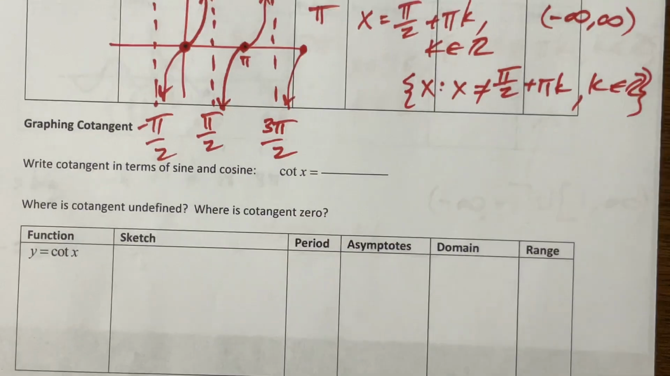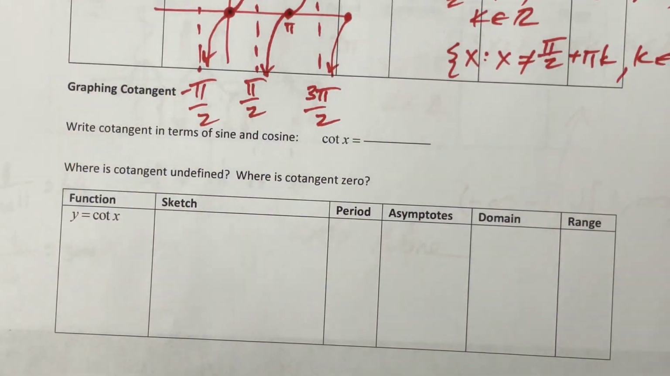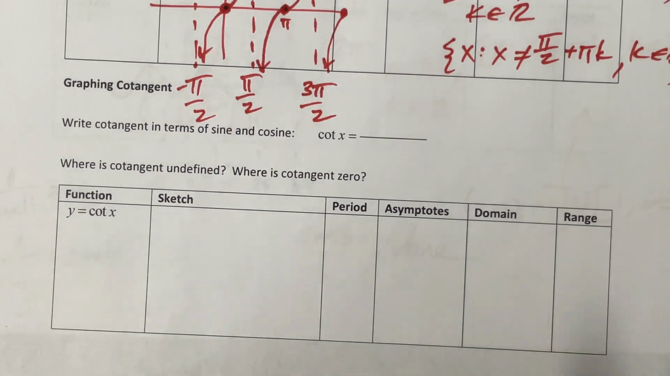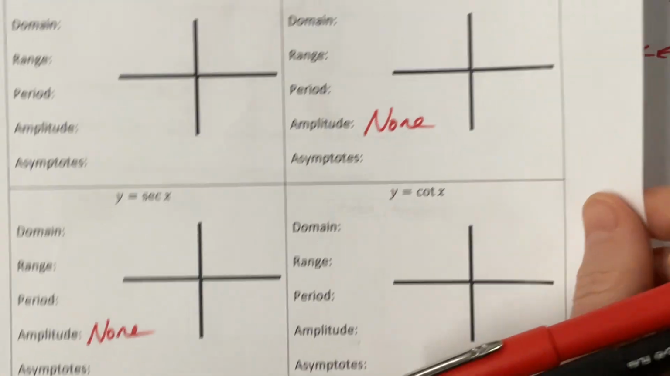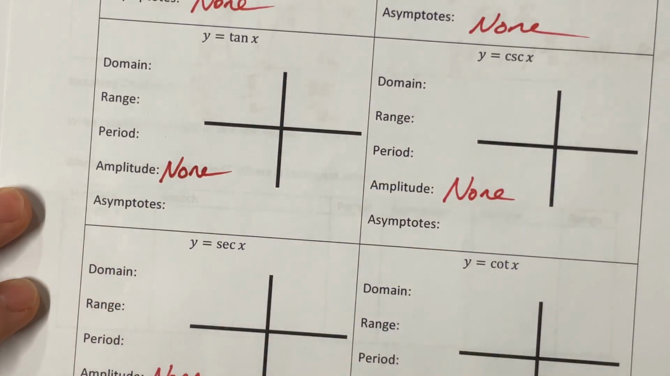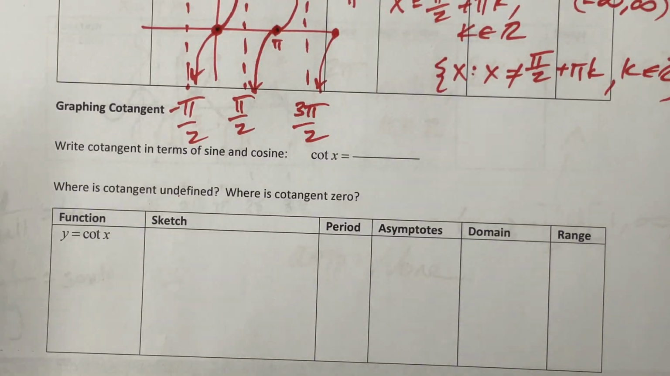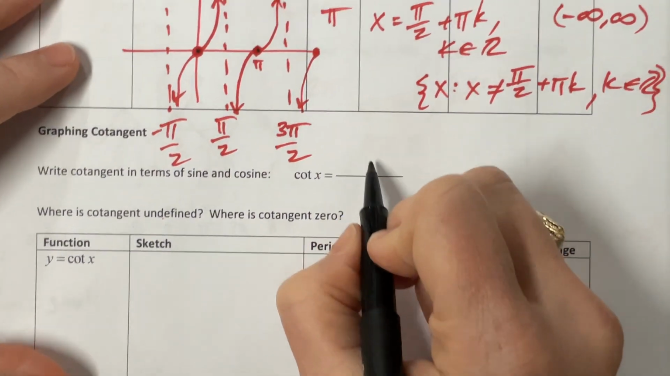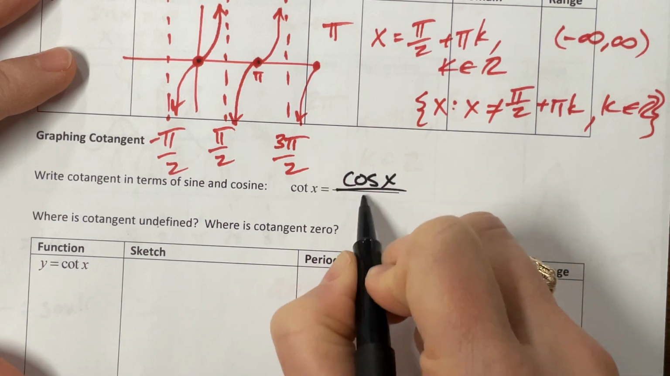Cotangent, let me switch colors so maybe we can see what I'm doing on this next one. This piece of paper is, oh, by the way, does tangent have amplitude? No, tangent does not have amplitude. So when you come back to this page, you're going to tell me amplitude, you're going to tell me none. Okay, where were we? Here cotangent is going to be cosine x over sine of x.